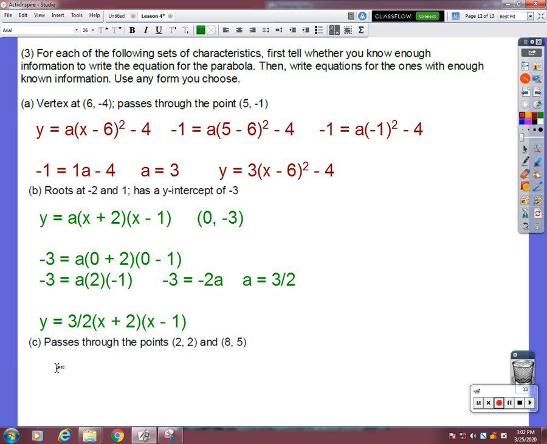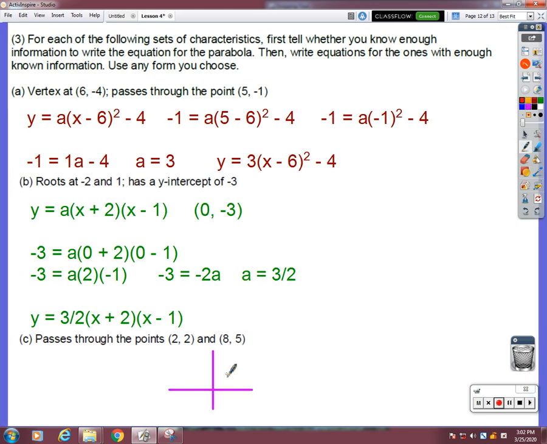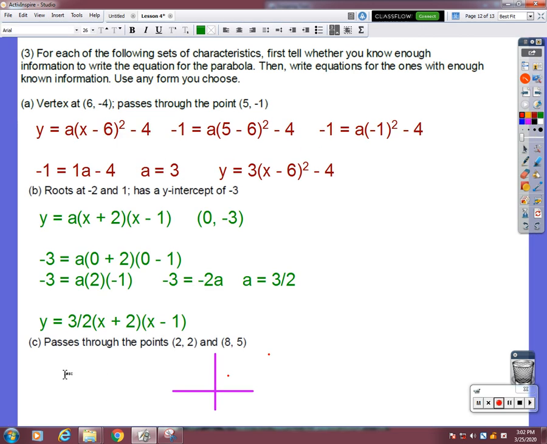Okay, then if I only know that it passes through these 2 points and I don't know another third point on the graph, then it turns out that I can't come up with an equation for that parabola. Because if you think about it, if I know it passes through 2, 2, and 8, 5, the parabola could go like this, the parabola could go like this, the parabola could go like this. So there's actually an infinite number, I think, of parabolas that would go through those points. So I'm going to say not enough info. We would need at least 3 points to be able to figure that out.